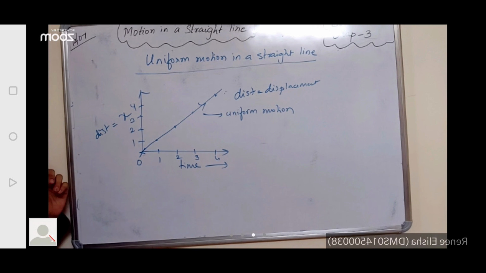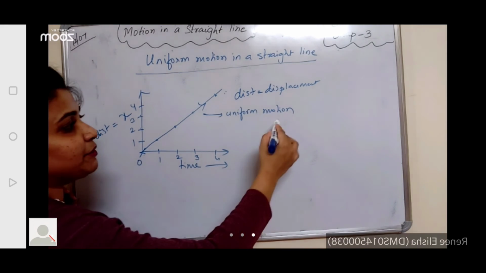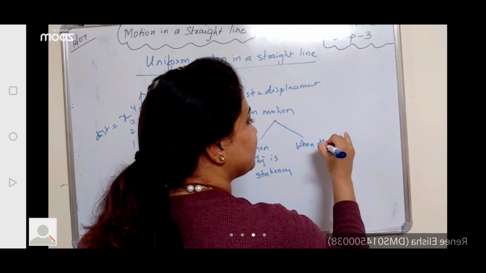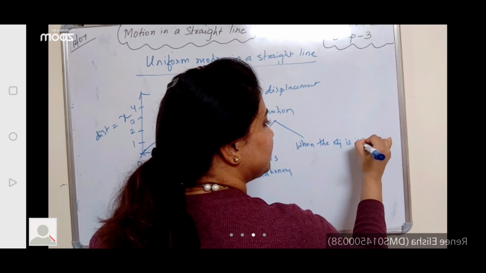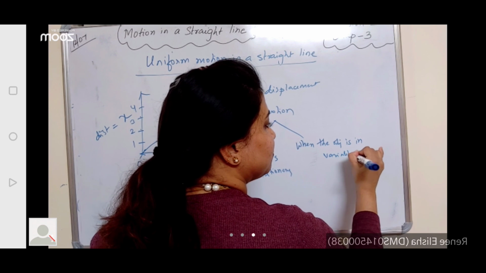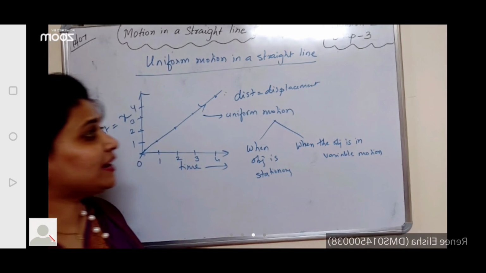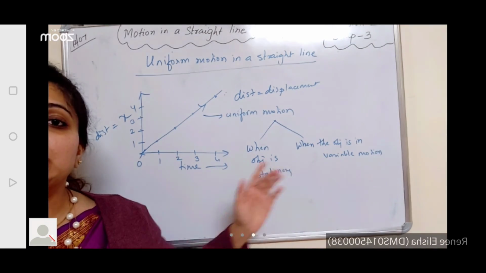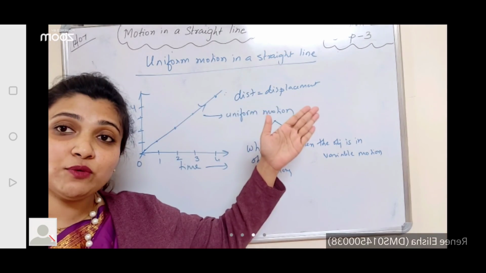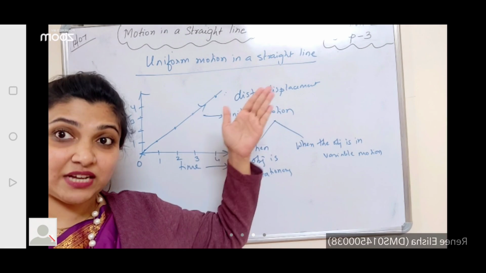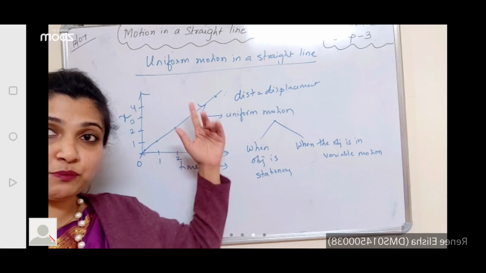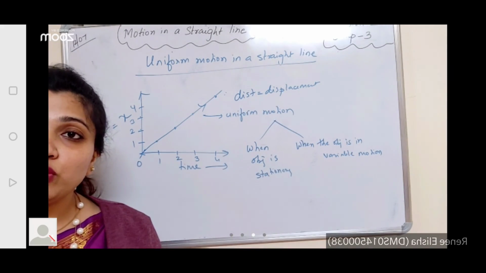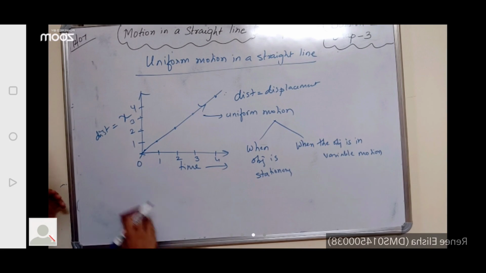Now, when I'm talking about motion, two categories come into the picture. That is when the object is stationary, and when the object is in variable motion. So what will happen if an object is stationary and what will happen if the object is in variable motion? What do you mean by variable motion? It's changing. The speeds are changing, right? That means the distance per unit time is changing. It's not a straight line. So that gives rise to variable motion. Let us check out what happens.